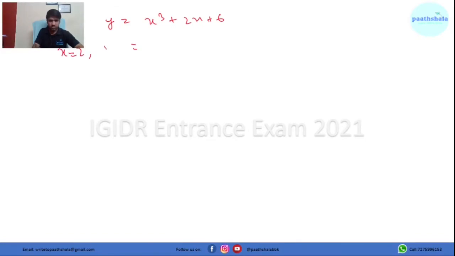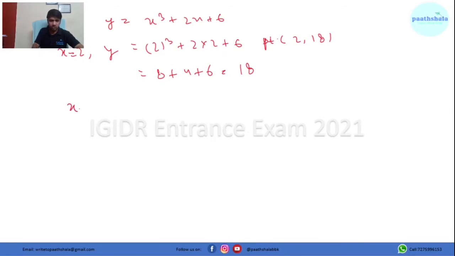So at x equals 2, y will come out to be 2 cube plus 2 into 2 plus 6. So this will come out to be 8 plus 4 plus 6, which is 18. So the point is (2, 18). This will be the first point.